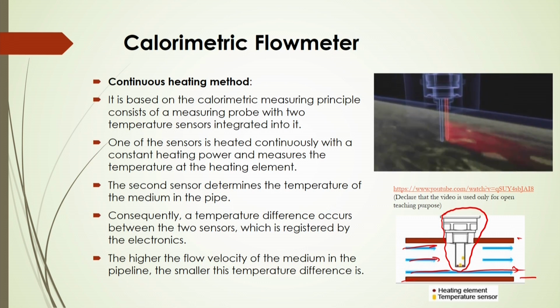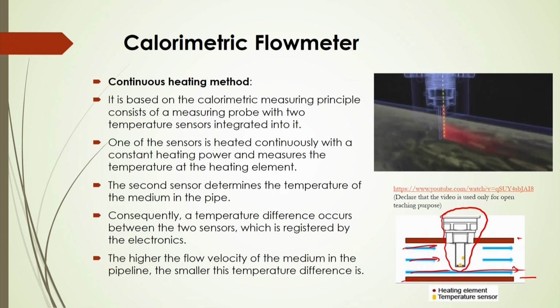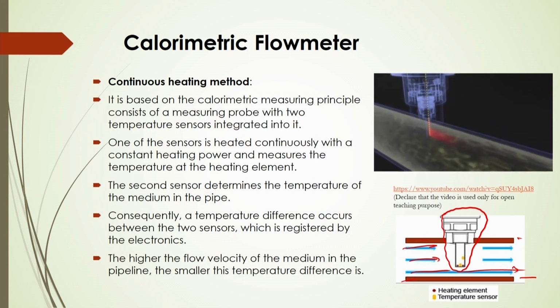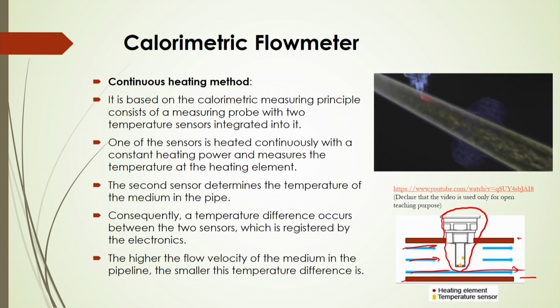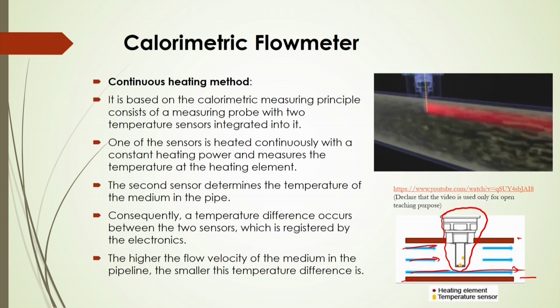When fluid is flowing, heat is of course reduced from that sensor, and its temperature decreases. To keep the temperature difference of these two sensors constant, electrical energy has to be supplied from the source so that the temperature remains constant. So, if the flow rate is higher, you will have to supply more electric energy to keep the temperature difference of these two sensors constant.